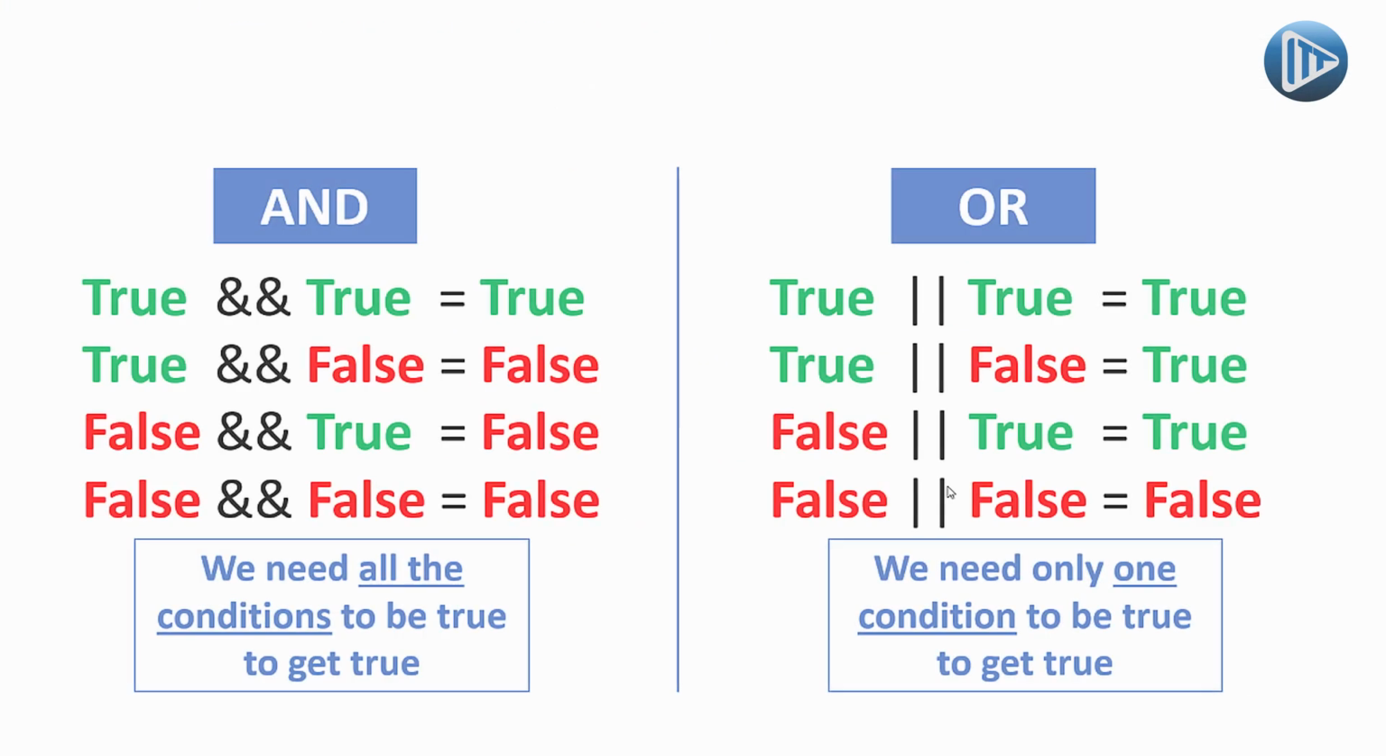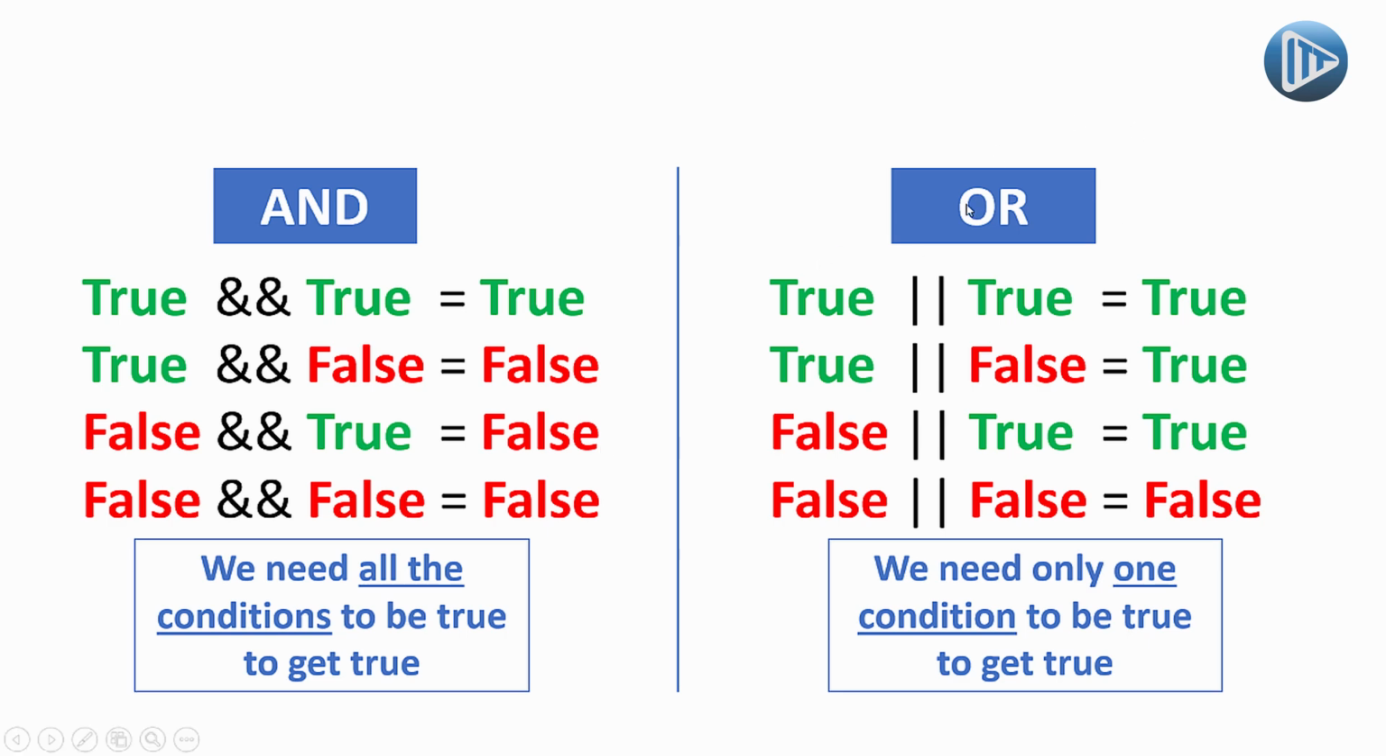So we have the AND operator. If both our conditions are true, then it will trigger the code inside our if condition and treat the whole statement as true. But if one of our conditions is false, then our whole statement will be false and will not trigger anything inside our if.